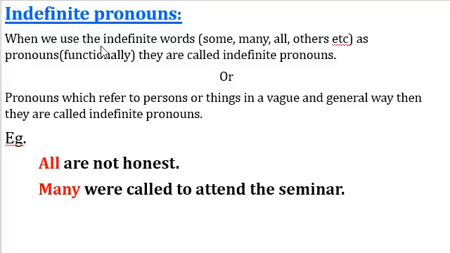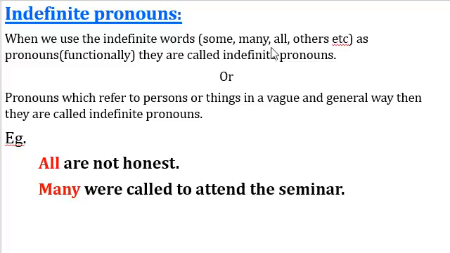So when we use the indefinite words just like some, many, all, others, etc. as pronouns, they are called indefinite pronouns. Another definition is pronouns which refer to persons or things in a vague and general way, then they are called indefinite pronouns. Those words which are used to show indefiniteness, just like all, many, but they are used here as a subject. So that's why we can say that these words are showing indefiniteness and functioning like a pronoun, so we shall say that these are indefinite pronouns.